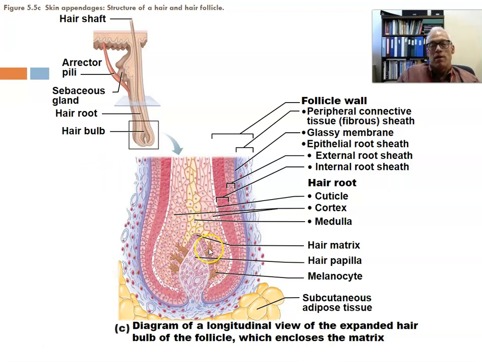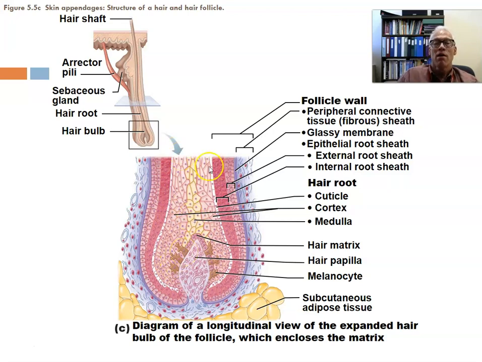Also in the hair matrix are melanocytes, which give the hair its color. The more melanocytes there are in the hair matrix, the more pigment will be embedded in the hair shaft as it forms, and the hair will be colored. Or if there are very few melanocytes, or a melanocyte that produces a yellowish orange type of pheomelanin, you'll have blonde hair as opposed to brown hair or black hair.